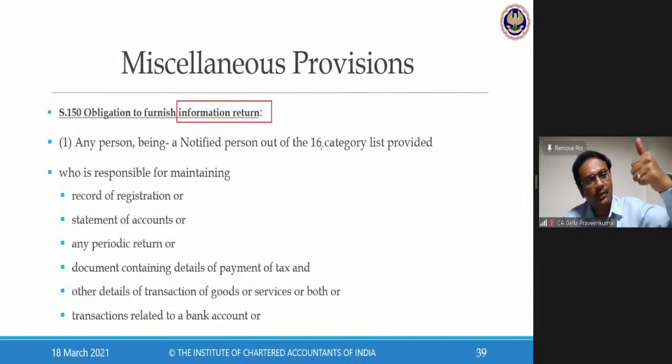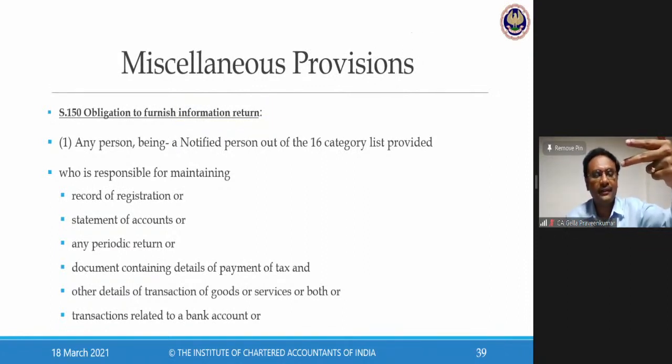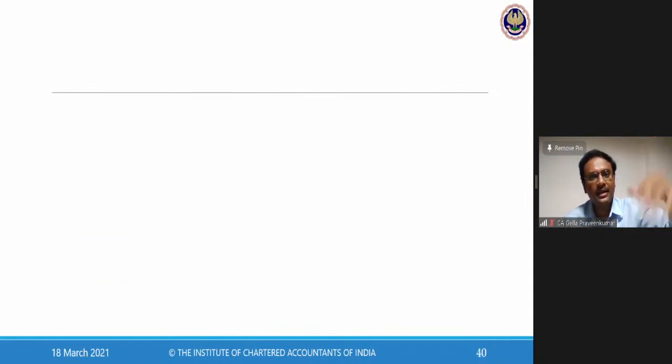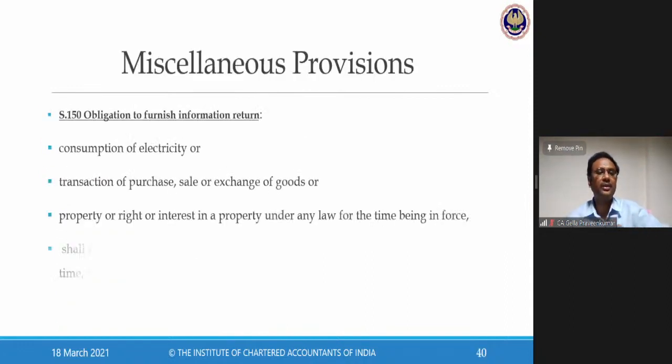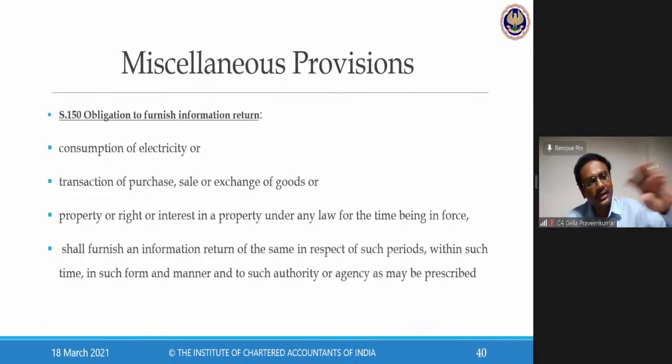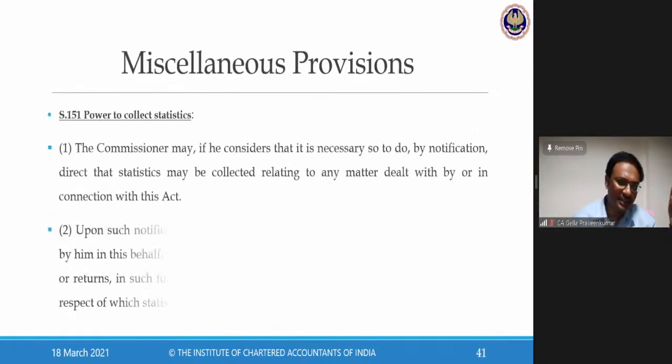What will they ask? What is the date you're registered? What is the statement of accounts you have? What are the periodical returns filed under income tax or any other law? What are the documents available under your act? What are the taxes paid? What are the details of supply of goods and services as per your records? As a bank, how much money is received or paid from that particular account? As an electricity board, what is the monthly consumption of electricity? All this is the information they gather for the purpose of investigation.